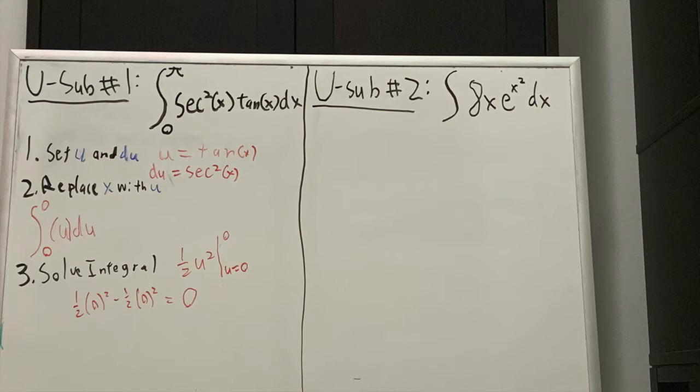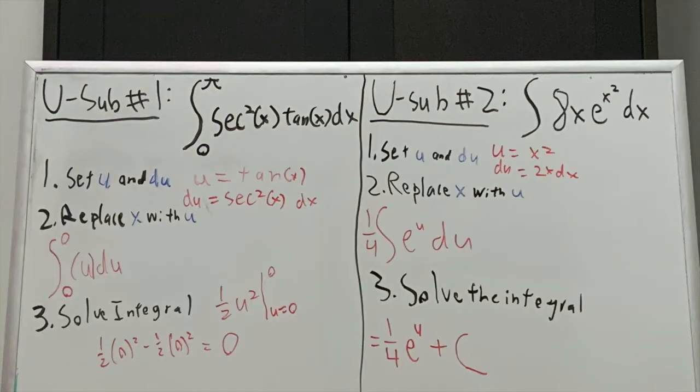Okay, now I'm going to use sub number 2. So for the second U sub question, or I should really say the third U sub question, it's no bounds, it's 8x times e to the x squared dx. So the first step is you want to set your u and du again.